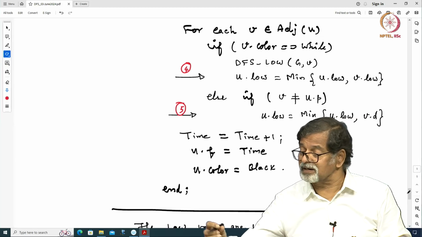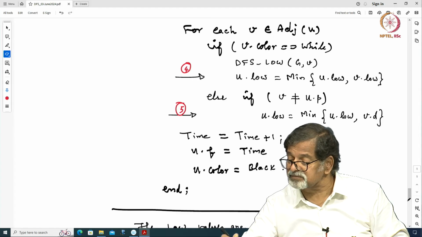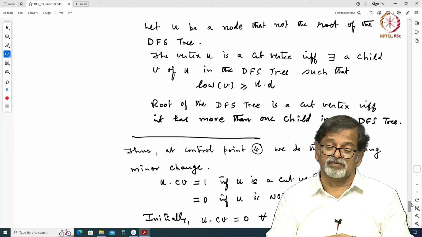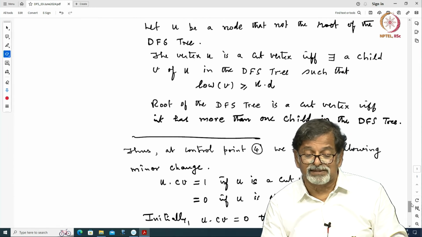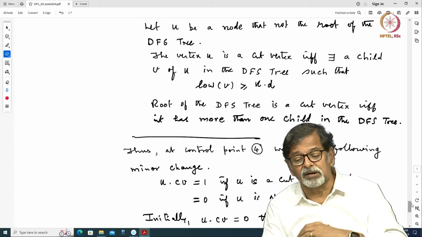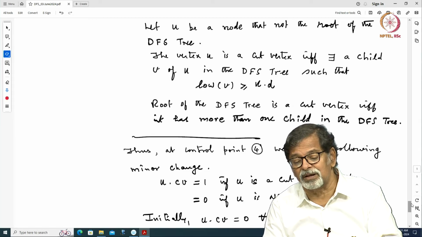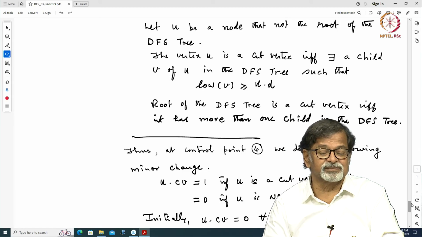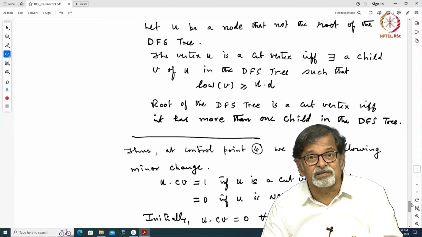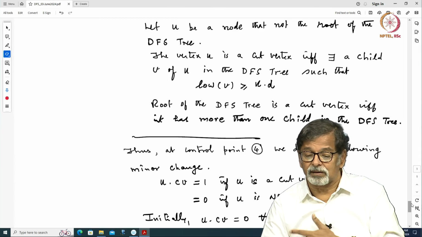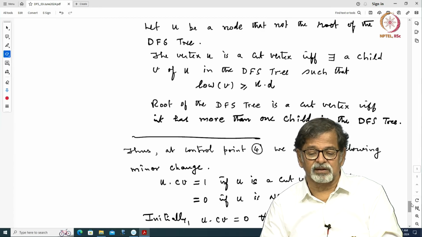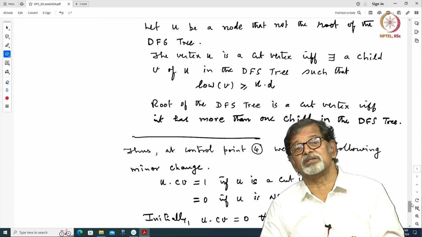You can see that a vertex u is a cut vertex if and only if there is a child v of u in the DFS tree such that v.low is greater than or equal to u.d. If this is the case, u is a cut vertex.